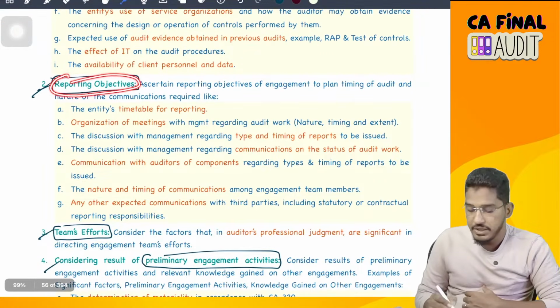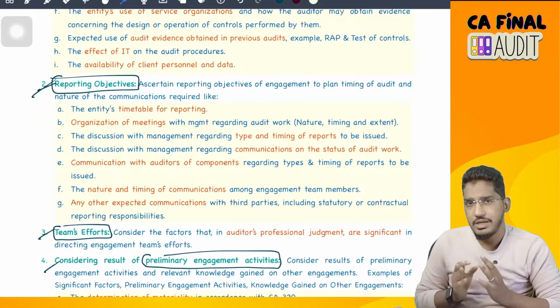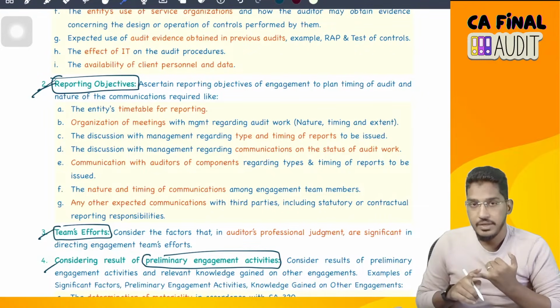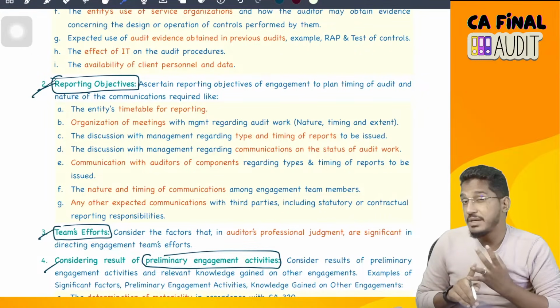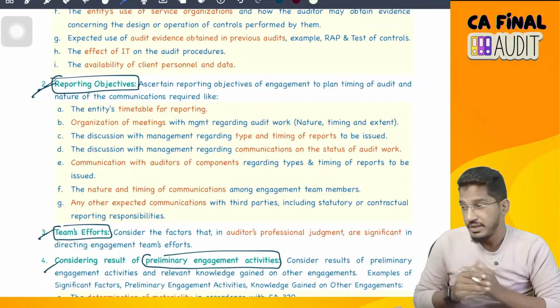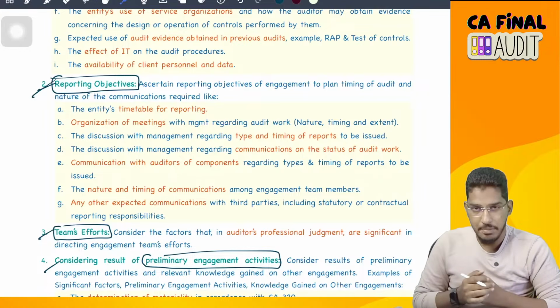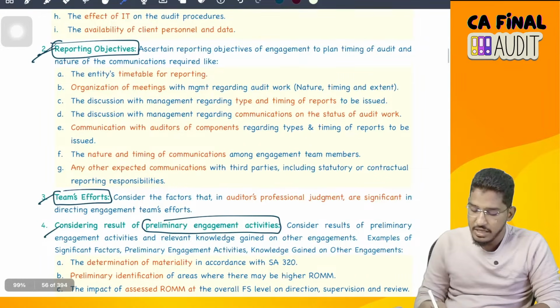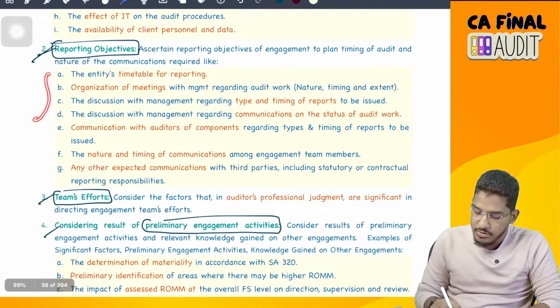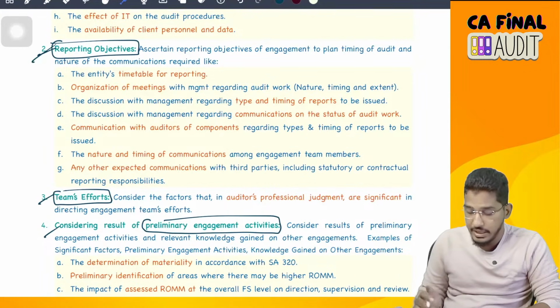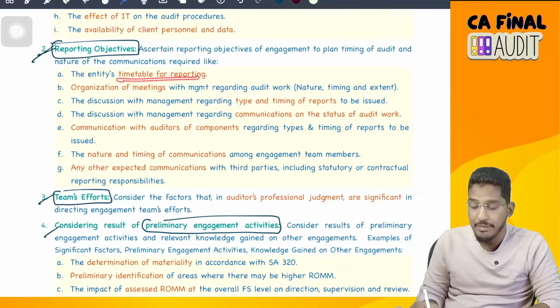Then we have reporting objectives. Reporting objectives basically means, is there any timeline for reporting? Is there any timetable? If the management has set one timetable for reporting, are they having any deadline for disclosing their financial results to the public? So like that, we need to understand reporting objectives, and the example which will come here in the area of reporting objectives is, like as I've told, timetable for reporting.